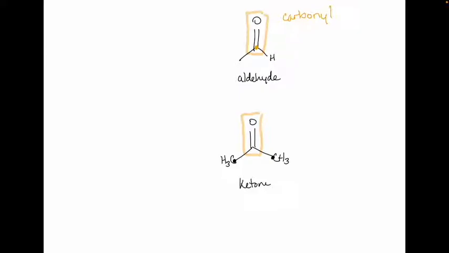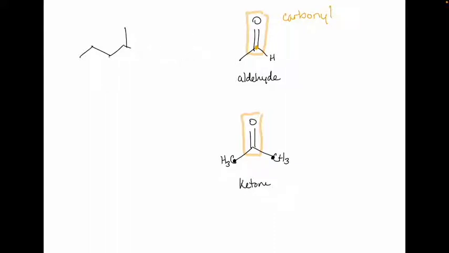Aldehydes, that functional group is always going to be on the very end of the molecule, right? So this is a very small, simple aldehyde. If I were to draw a big, ugly one, that carbonyl group is always going to be located on one of those terminal carbons. So it's kind of like a carbonyl group that's at the end of a molecule.